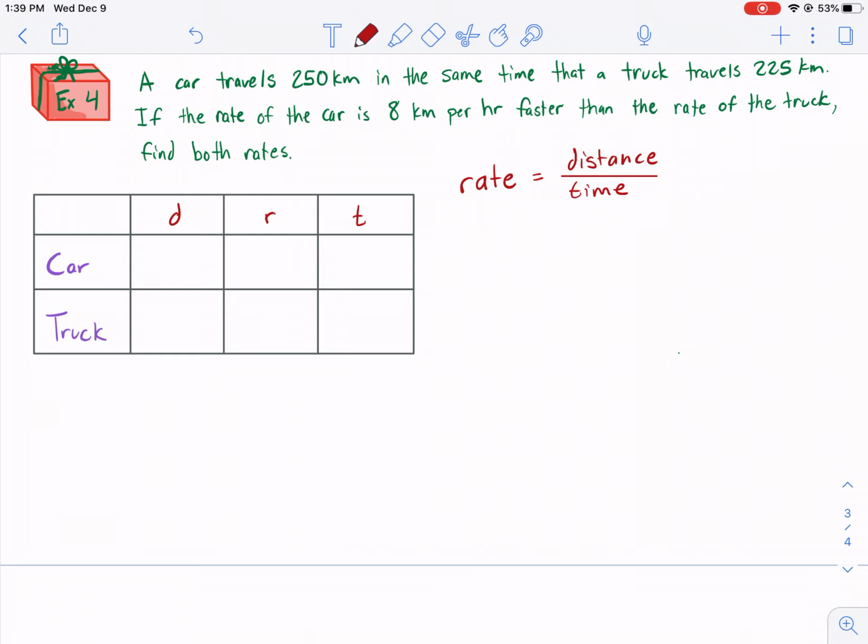Let's get started. A car travels 250 kilometers in the same time that a truck travels 225 kilometers. If the rate of the car is 8 kilometers per hour faster than the rate of the truck, find both rates. The first thing we have to understand is, what is a rate?